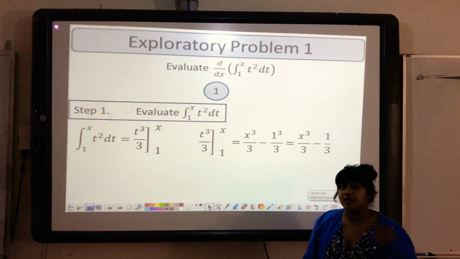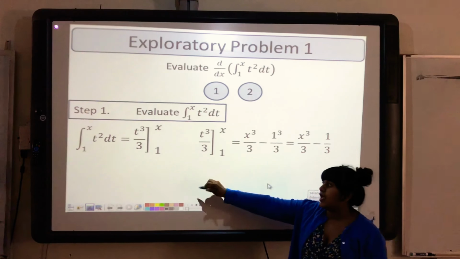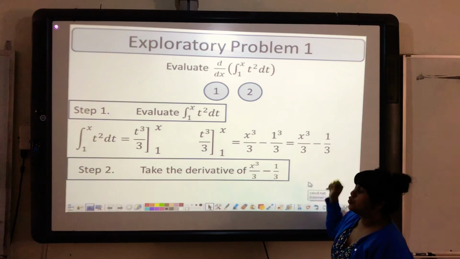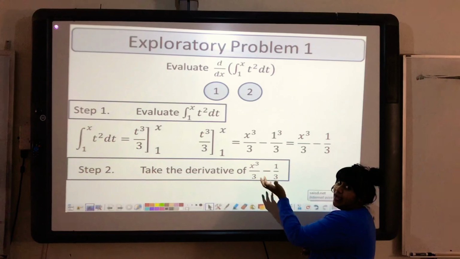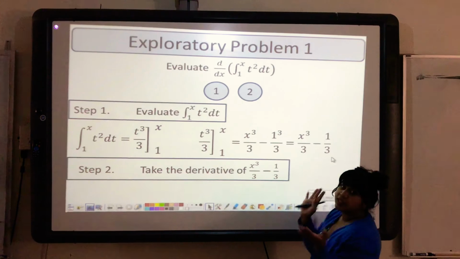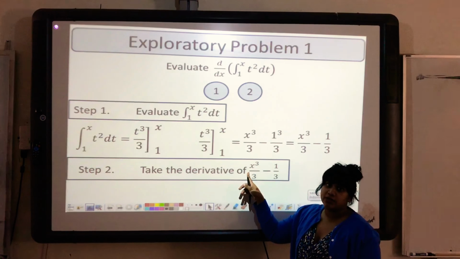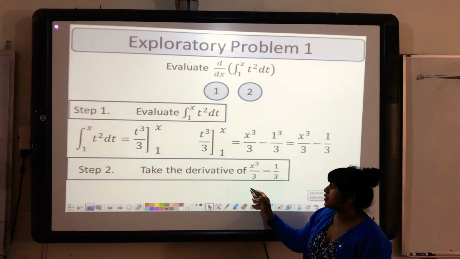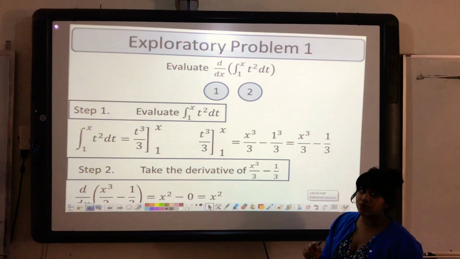So what does d dx mean? It means take the derivative. So that's what we're going to do for step 2. Let's go ahead and take the derivative of what we just figured out, this x cubed over 3 minus 1/3. Well, what do we know is going to happen to the right-hand half? The derivative of any constant value is just going to be 0. So this part just disappears. Well, what's the derivative of x cubed? 3x squared, so that becomes 3x squared over 3. My 3's cancel out, and I'm simply left with x squared. You can see that over here, x squared minus 0 is just x squared.